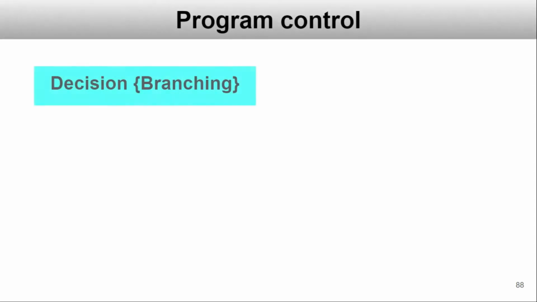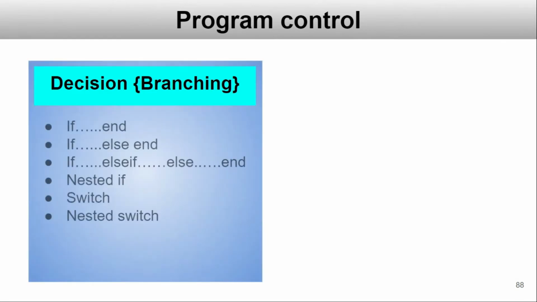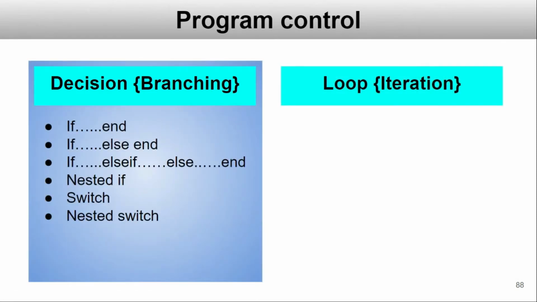So let's move toward program control. We are going through program control in the next few videos. Program control contains two categories, one of which is decision or branching. In decision we have the if end statement, if else end statement, else if end statement, nested if statement, switch statement, and nested switch statement. The second type is loop. We simply use loops when the problem comes to an iterative process.